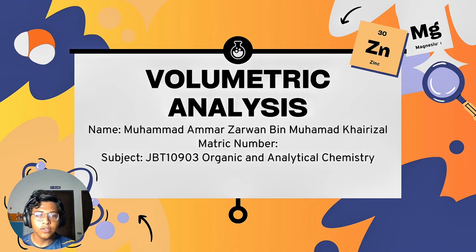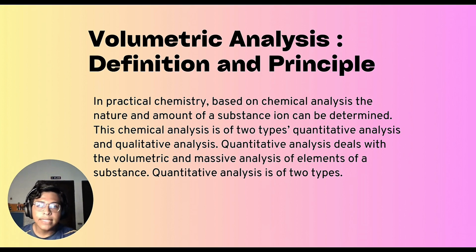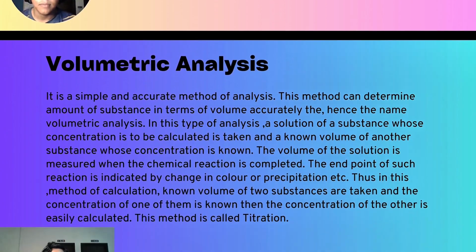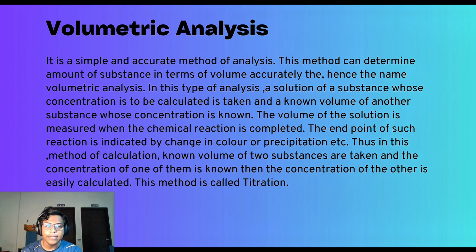Alright, let's move on to my part, which is volumetric analysis. Volumetric analysis, definition and principle. In practical chemistry, based on chemical analysis, the nature and amount of a substance can be determined. This chemical analysis is of two types, quantitative analysis and qualitative analysis. Quantitative analysis deals with the volumetric and mass analysis of elements of a substance. Quantitative analysis is of two types. It is a simple and accurate method of analysis. This method can determine the amount of substance in terms of volume accurately, hence the name volumetric analysis.